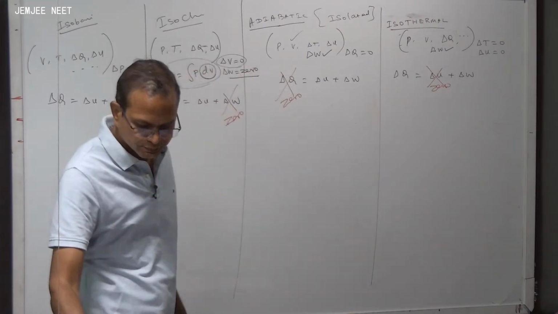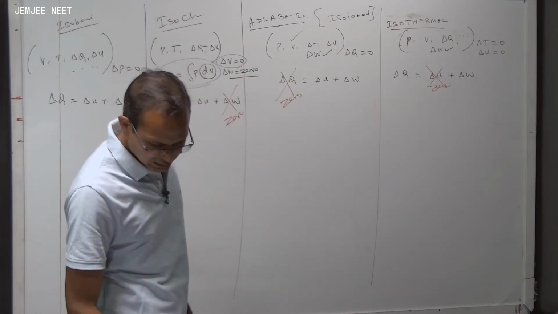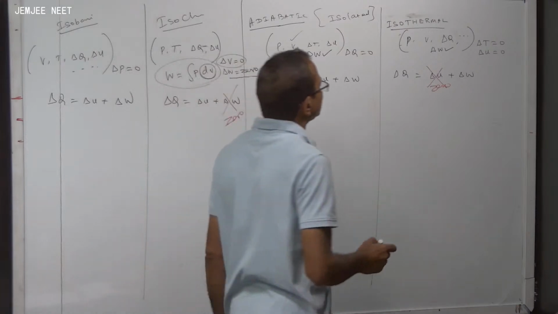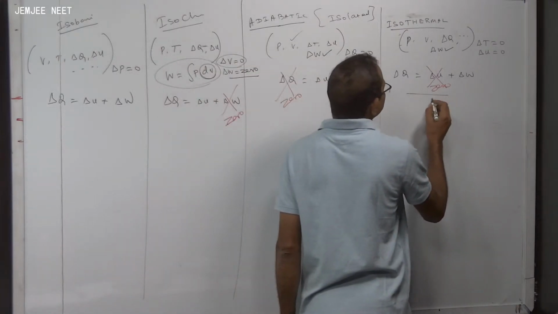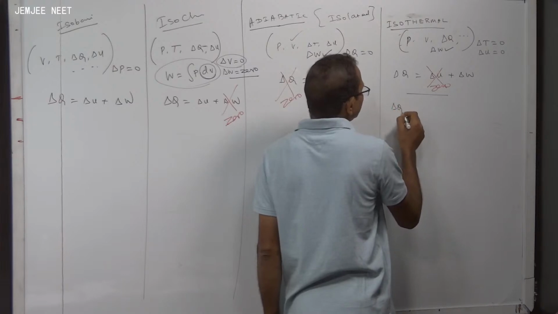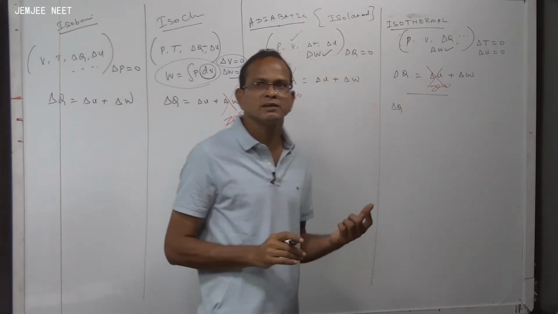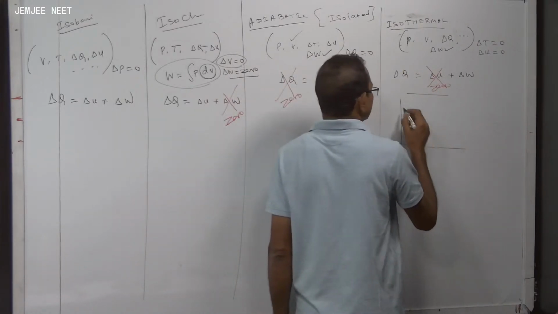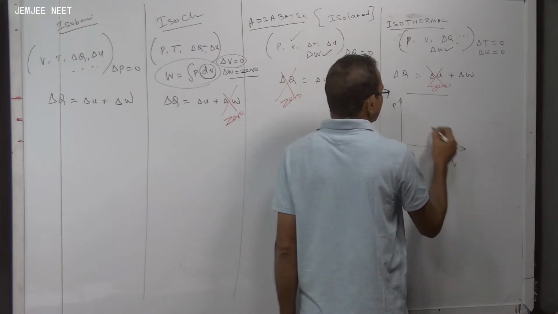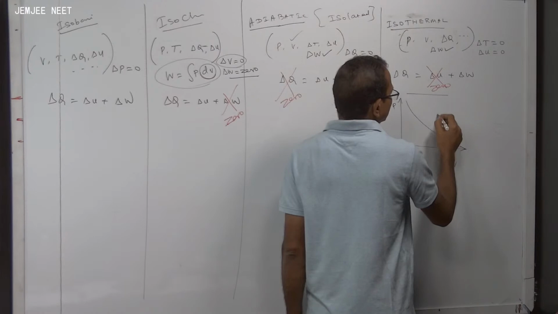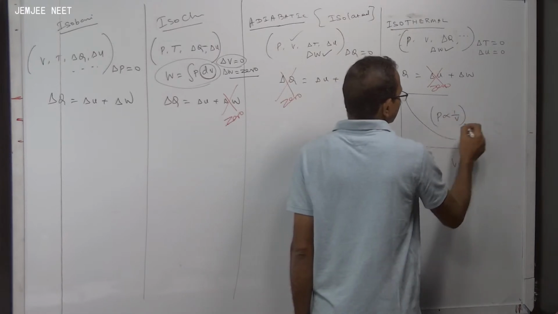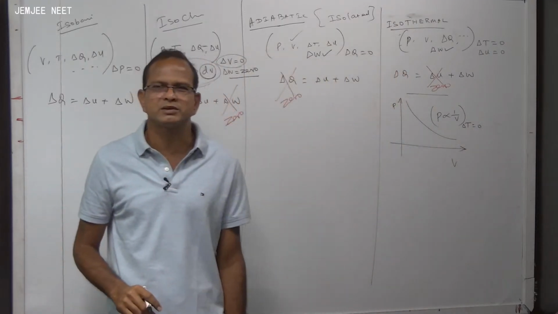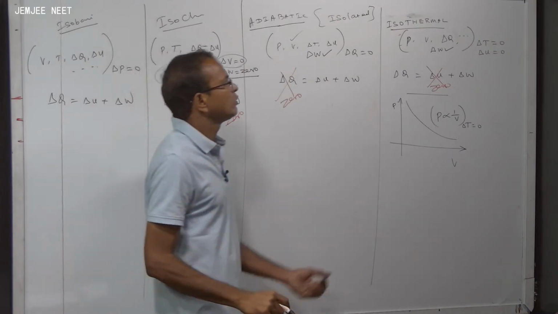Now let us take the case of isothermal. Let us find out first for isothermal: is delta Q under constant volume or constant pressure? Constant volume? No, nothing, just to befool you I am asking. Nothing is constant, because only temperature doesn't change.